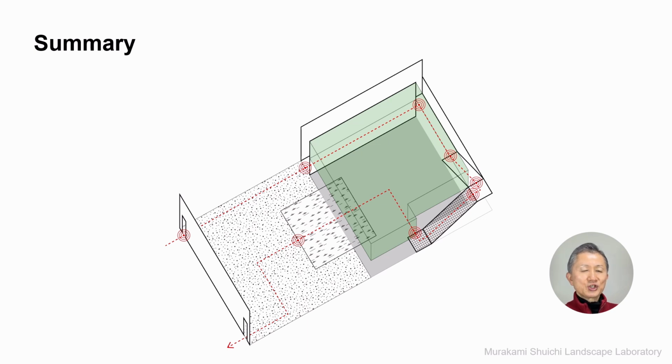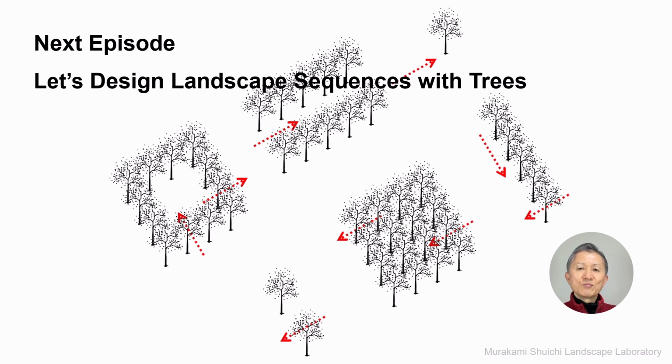As you imagine which changes to introduce and how to sequence them, design the spatial composition and circulation, and create your own landscape sequence. In the next episode, we move from a relatively abstract spatial context to more concrete spatial elements for creating landscape sequences. Our focus will be on trees. If you are interested, you may also find it helpful to watch the episodes that explore trees in more detail.